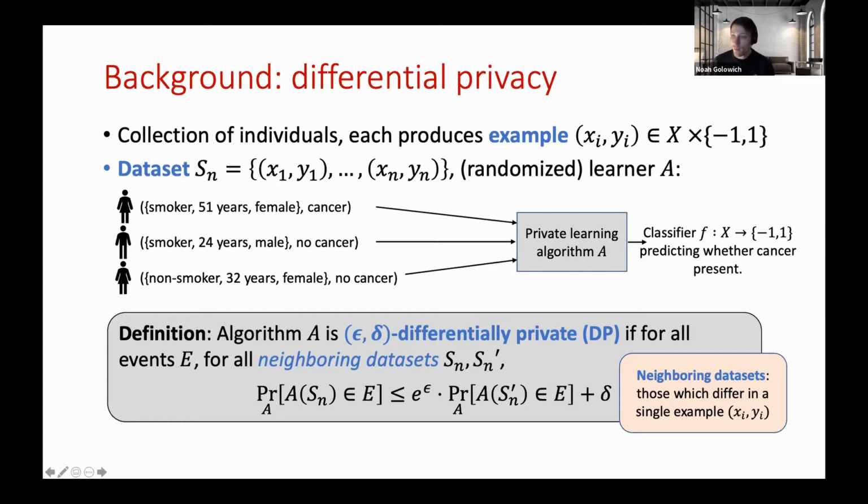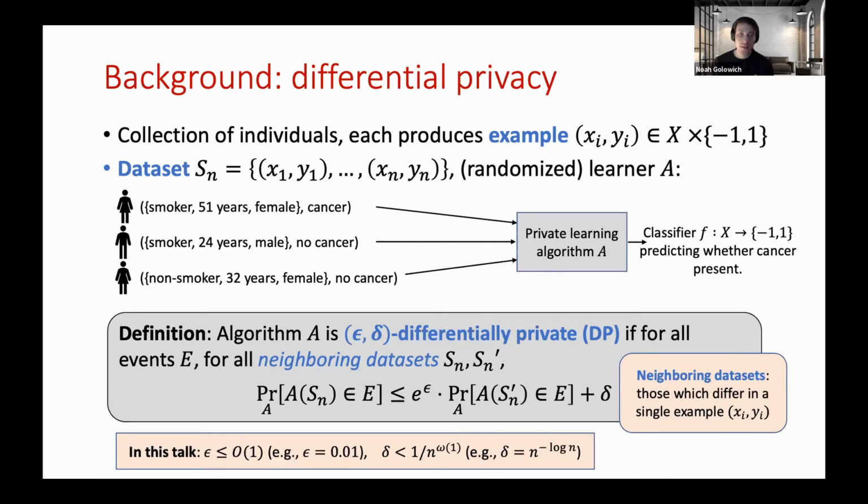And for any such pair of neighboring data sets, we want the following to hold. And this equation basically states that the distribution of A of Sn, the output of A on the data set Sn, is close to the distribution of the output of A on the data set Sn prime. So in particular, for all events E, we want the probability that E occurs under the data set Sn to be at most e to the epsilon times the probability that E occurs under the data set Sn prime plus delta.